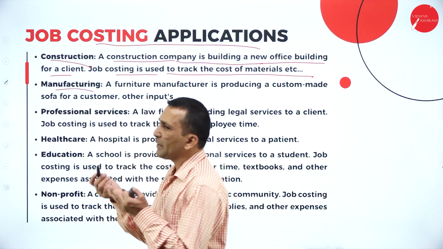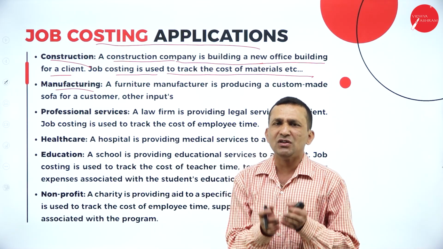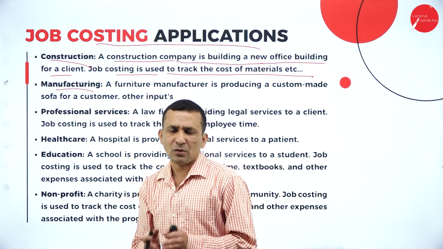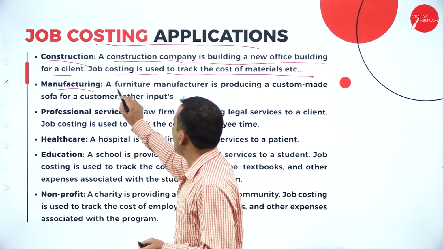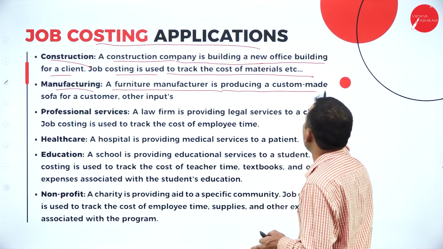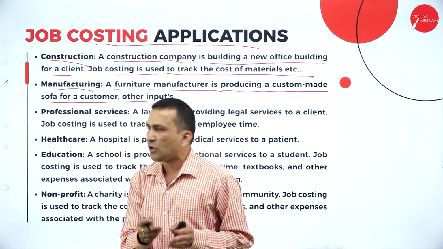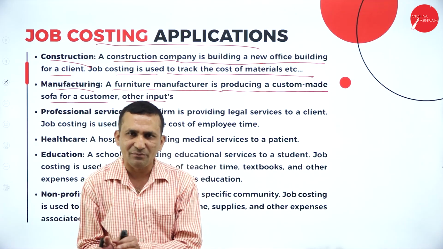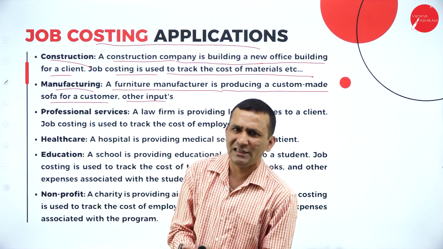And manufacturing, because there is a lot of manufacturing based on customized or standardized work: what job is incurred, what job you are performing, how much cost is paid. So a furniture manufacturer is producing a custom-made sofa for a customer, with other inputs. Because we need manufacturing, that is nothing but your manufacturing. Each job is something unique. So what is the manufacturing process, what is involved.